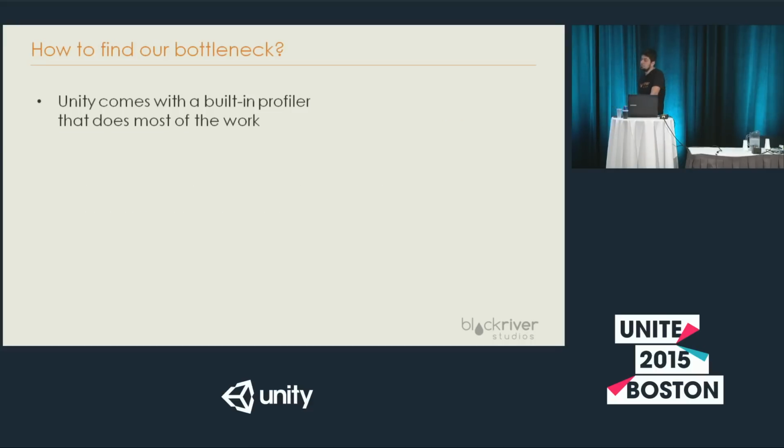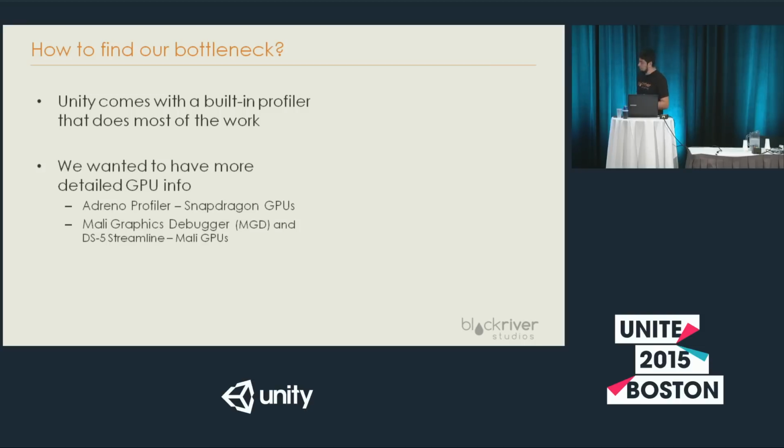Okay, so how to find the game bottleneck? Unity comes with a built-in profiler. I think most of you are used to this, and it does most of the work. But when it comes to the GPU, we like to have more detailed info. So for this project, we used dedicated GPU profilers. For Snapdragon GPUs, you have the Adreno Profiler. And for ARM Mali GPUs, you have the Mali Graphics Debugger and DS-5 Streamline, which are two different tools to achieve GPU debugging and profiling.